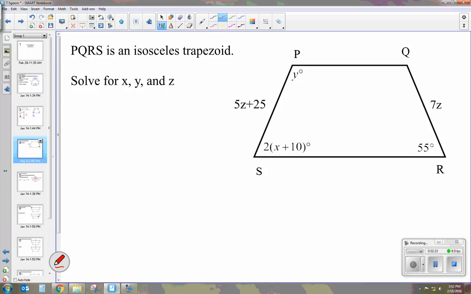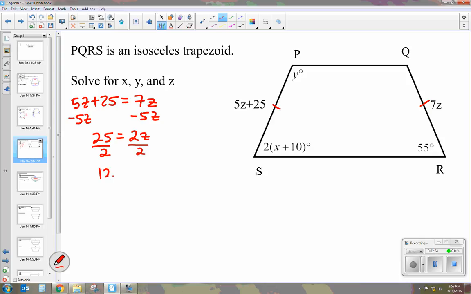All right, what's next is that PQRS is an isosceles trapezoid. Solve for x, y, and z. So we're going to use all of our pieces to solve. Let's look at z first, I think that's the easiest one. Well, we know this is an isosceles trapezoid, so both of these are equal to each other. So we can say that 5z plus 25 is equal to 7z. We can now solve. Subtract the 5z. 25 is equal to 2z, divide by 2, z is 12.5.